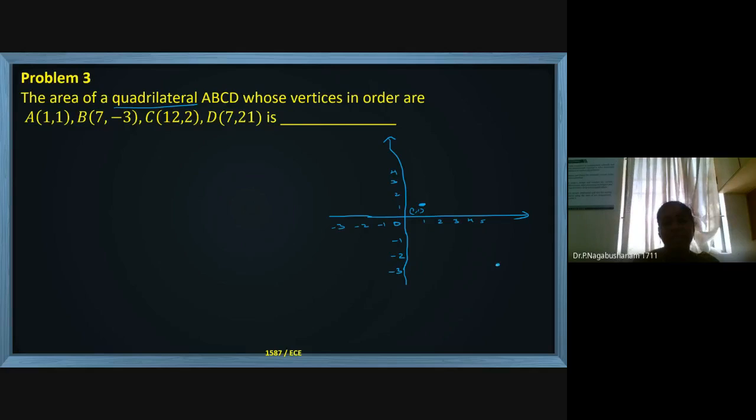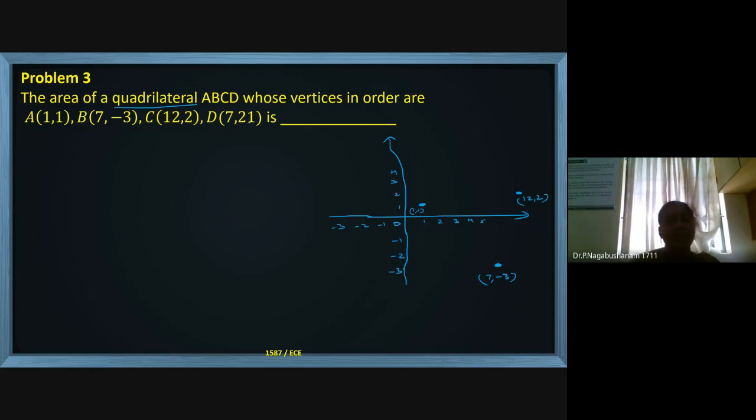3 means the point is here. 7 comma minus 3. Okay, this is 7 comma minus 3. Next, 12 comma 2. Okay, x value is 12 and y value is 2. So a point over here which is 12 comma 2.